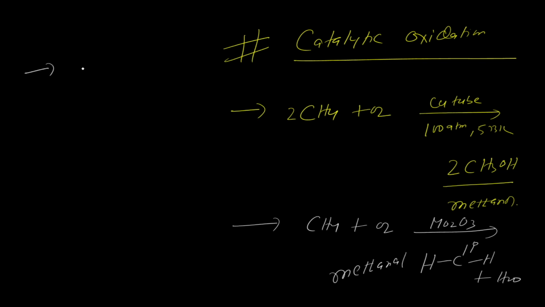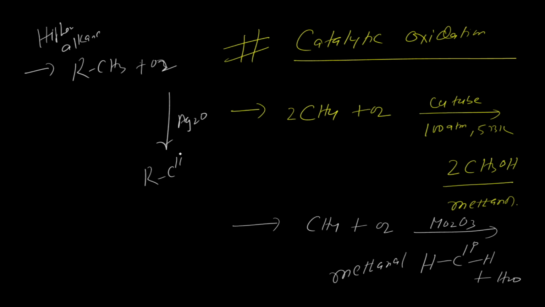Now next, when a higher alkane is oxidized with O2 in the presence of silver oxide, Ag2O, what does it form? It forms the corresponding carboxylic acid. So a carboxylic acid can be formed from the alkane when it is oxidized in the presence of silver oxide. This is very important, so you should keep it in mind.